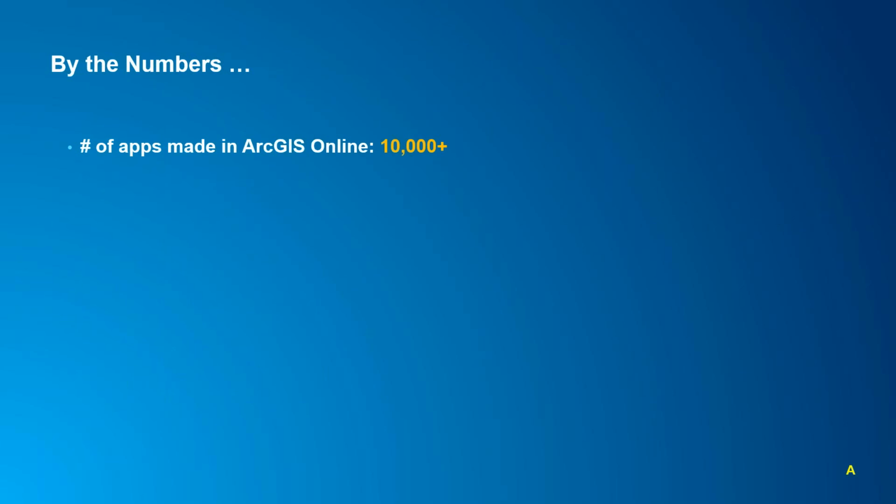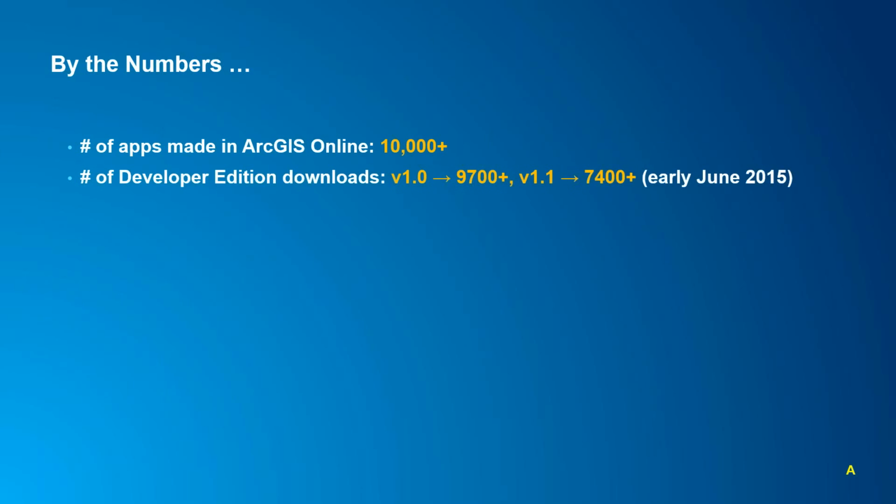So in terms of how we're getting on with Web App Builder, we have at the moment over 10,000 apps on ArcGIS Online that have been built with Web App Builder. And we have quite a lot of downloads, as you can see. Version 1, just under 10,000, and version 1.1, which was released in early June, just over 7,000. And in our survey of attendees to the recent user conference, which was 16,000 people, 70% of application builders are now using Web App Builder.